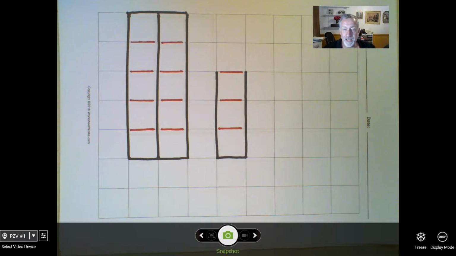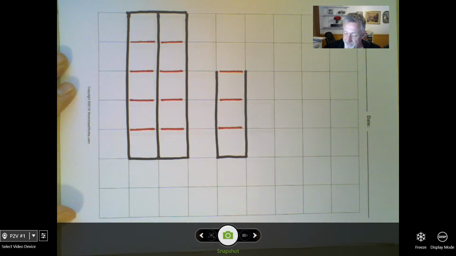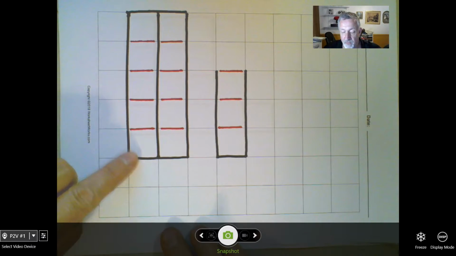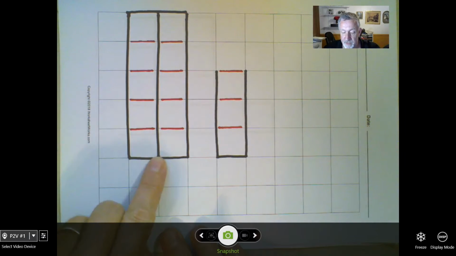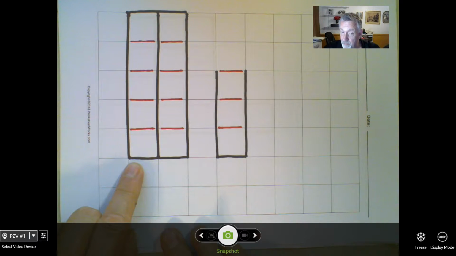So what we need to be able to do today is to look at a fraction in the form of a mixed number and understand what it would be like as an improper fraction, or look at an improper fraction and be able to determine what it would be like as a mixed number. So here we have an example. In this example, the whole is outlined in black.